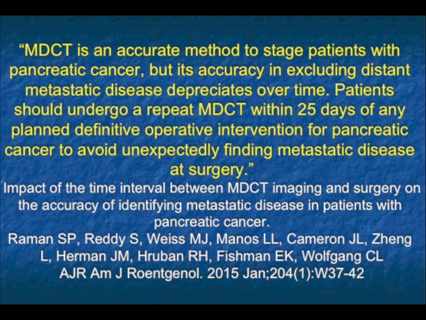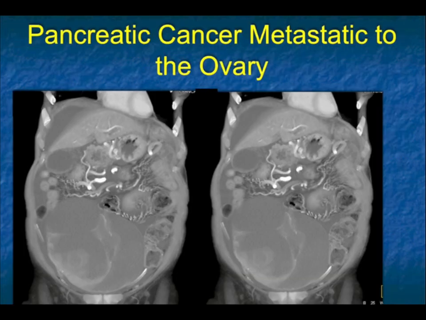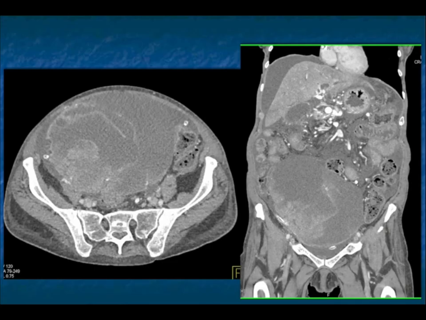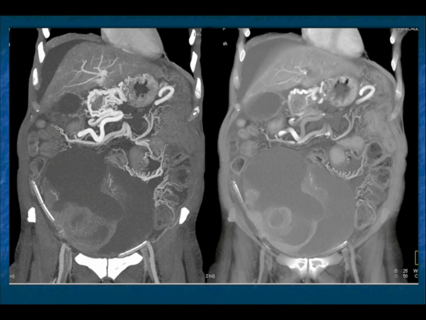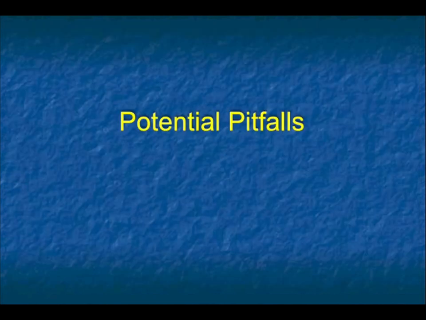Now, this article, I mentioned this before, that you want to make certain that your scan is within 4 weeks of surgery. Patient who looks resectable 3 months ago, if you have no other scans and you go to surgery, you could be in for a bad surprise. Now, pancreatic cancer can also spread to other areas. Large mass in the pelvis, this is so-called Krukenberg tumors, metastatic pancreas to ovary, large complex cystic masses, which look like primary ovarian cancer, large extensive carcinomatosis, but large tumors.